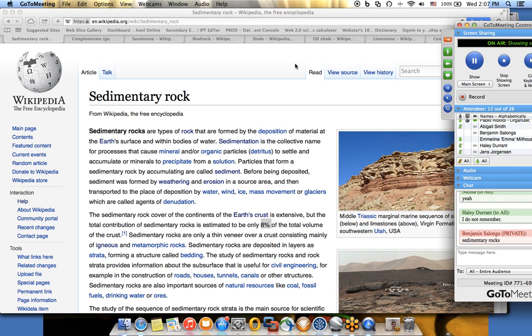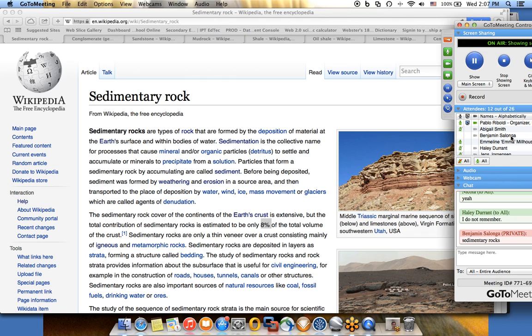But which ones are easier to find and why? How would you put them in order between igneous, sedimentary, and metamorphic as far as easiness to find? What do you think? You can write them in the chat in the order, from easiest to find to hardest to find. What do you think?